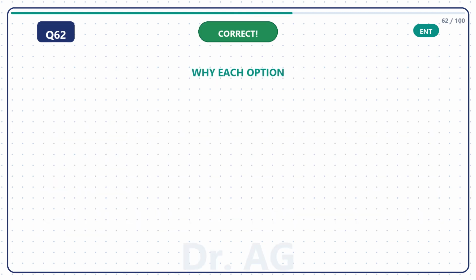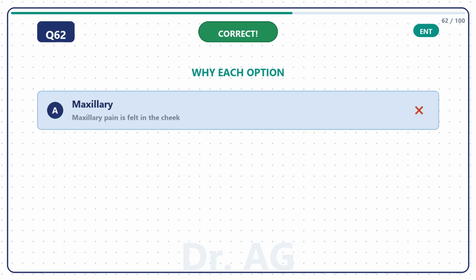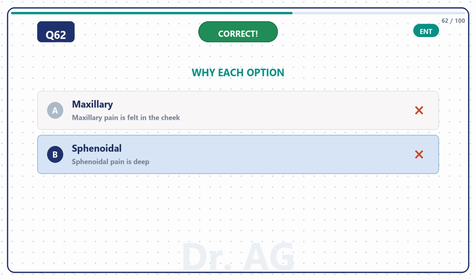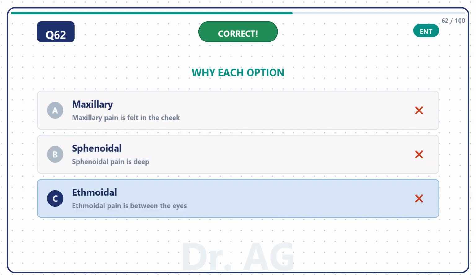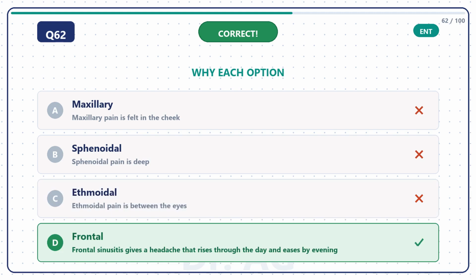Frontal. Let's go through the options. Maxillary. Maxillary pain is felt in the cheek. Sphenoidal. Sphenoidal pain is deep. Ethmoidal. Ethmoidal pain is between the eyes. And the correct answer is frontal. Frontal sinusitis gives a headache that rises through the day and eases by evening. So, the right answer is option D.